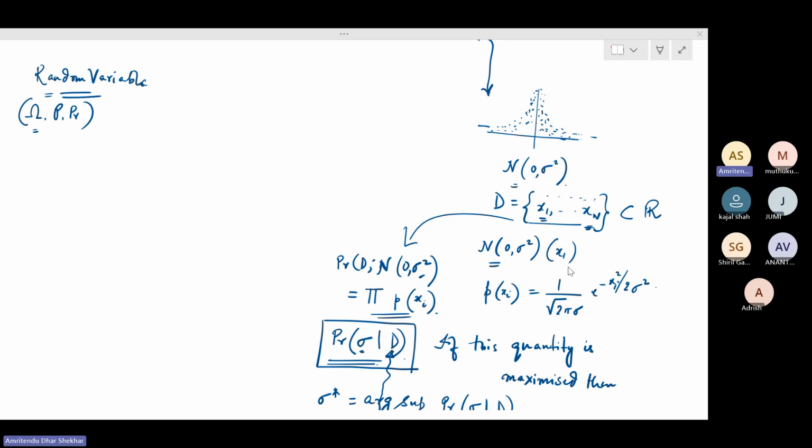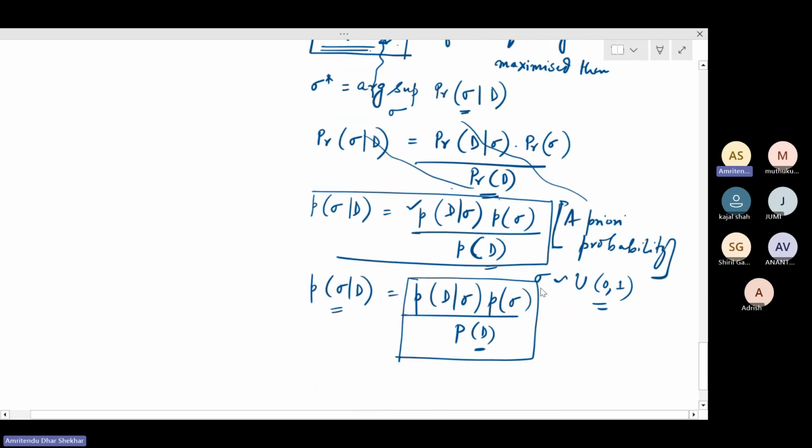I do not understand why choose sigma follows U(0,1). Yeah, as I said, this is an a priori probability.